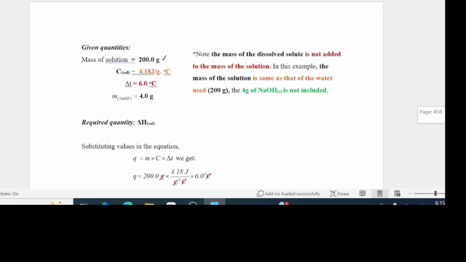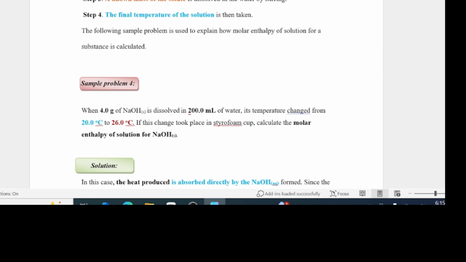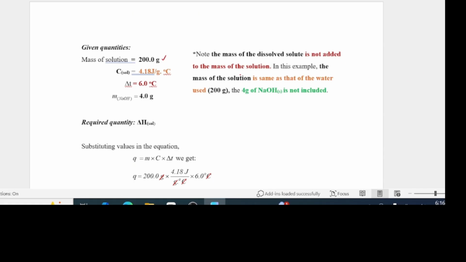So to emphasize that, we have 200 milliliters of water. Obviously, if someone has 200 milliliters of water, and you add 4 grams of a solute to that, then the total mass of the solution should be 204 grams. But this is the assumption that is made when you're doing calorimetry to find the molar enthalpy of solution. The mass of the solid is not added to the mass of the water that was initially used. So that's the mass of the solution.